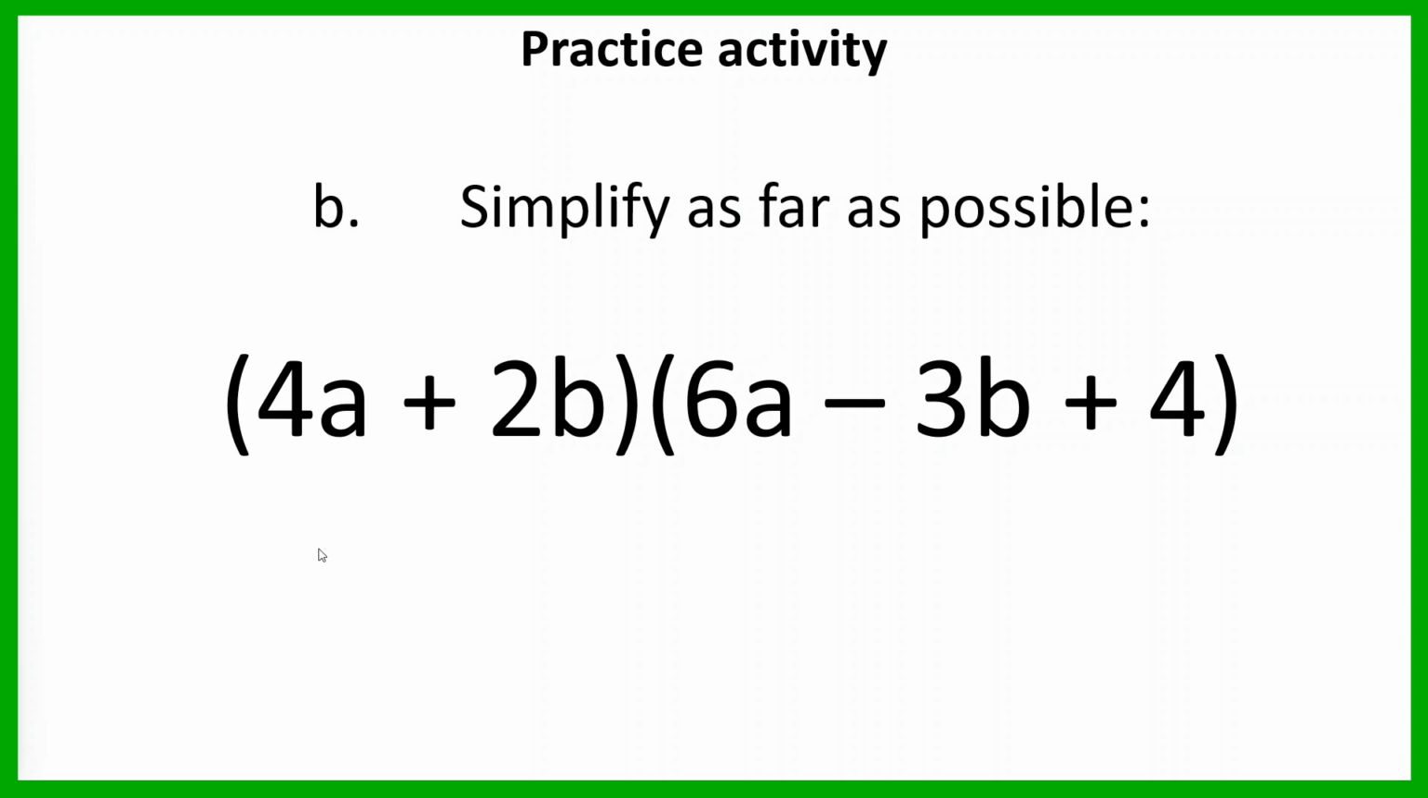So you're going to take over here the 4a, you're going to multiply it by each term in the second set of brackets, and then you're going to do the same thing with the 2b. You're going to multiply it by each term in the second set of brackets, and then you simplify after that. Okay, so I'm going to give you 1 minute for this question as well.